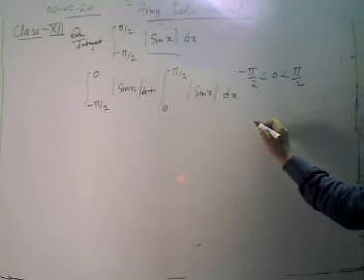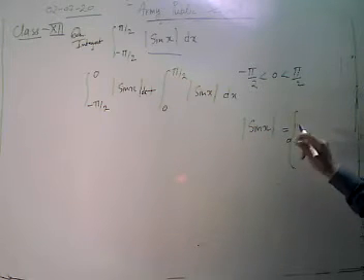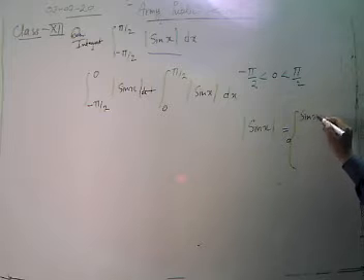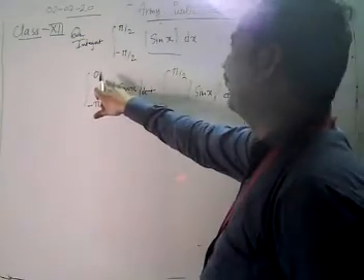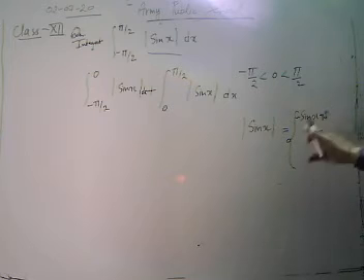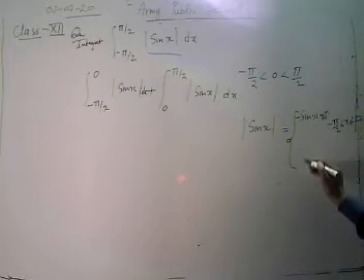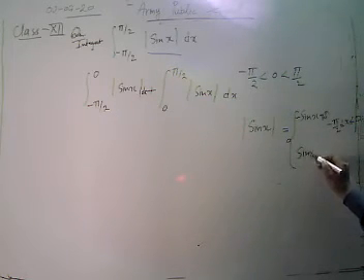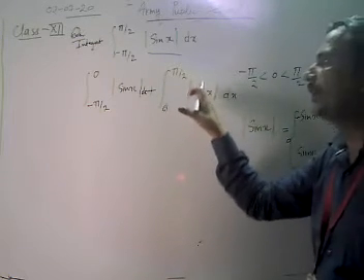Now we are going to find the value of mod of sin x. Mod of sin x is minus sin x when x is lying between minus pi by 2 and 0, since sin x is 0 at 0. And mod of sin x is sin x when x is lying between 0 and 90 degrees.